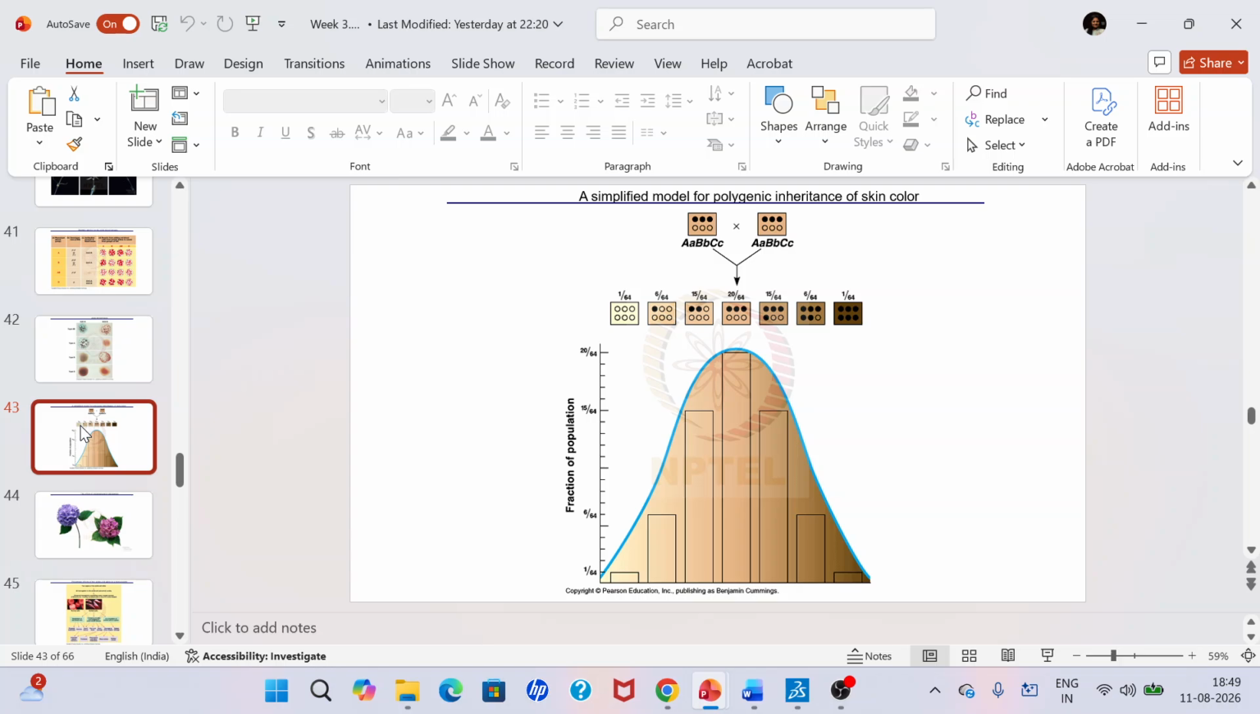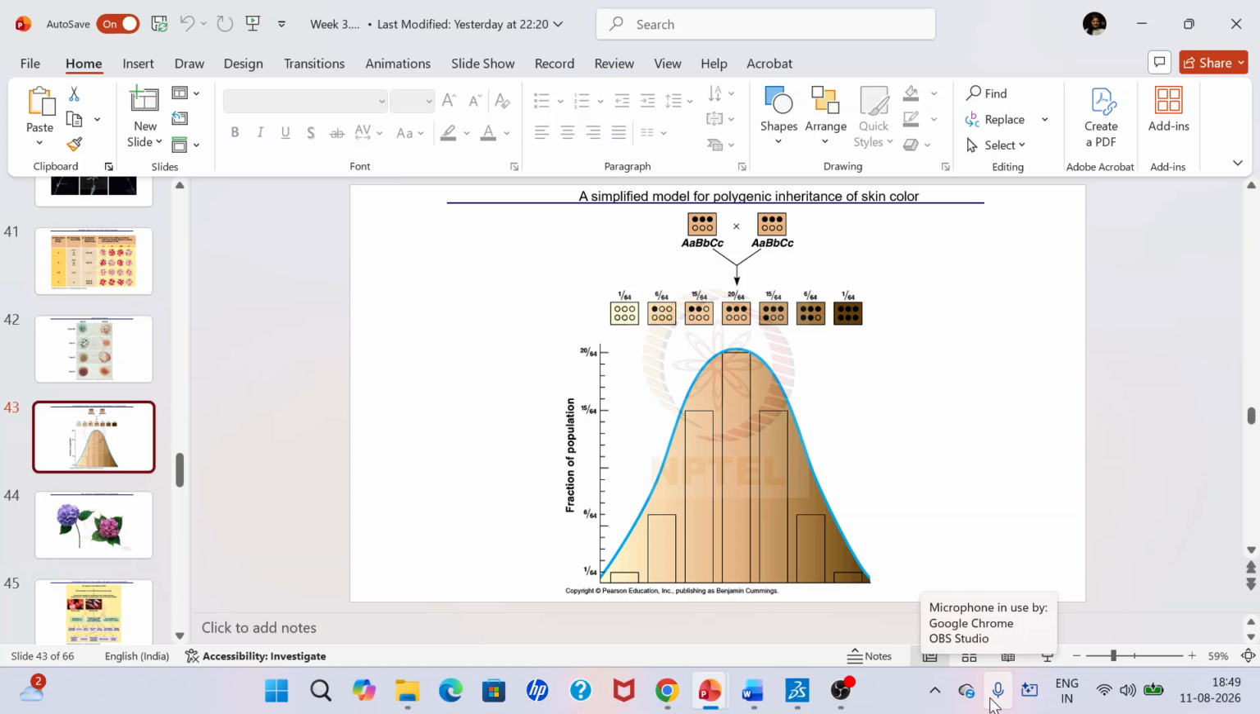Another example of polygenic inheritance is skin color. Skin color is actually controlled by three genes. Three genes means six alleles control the expression of skin color. Depending upon which gene is involved and in what proportion, the dominant alleles and the recessive alleles describe the skin color in a population.